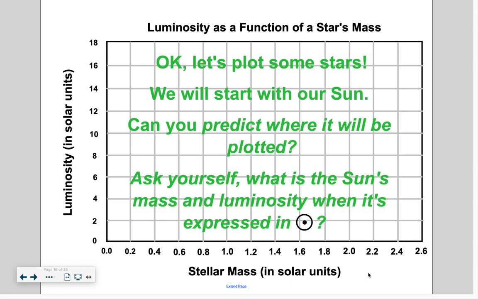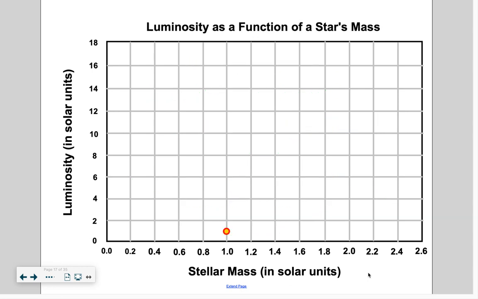I'm going to give you a 5, 4, 3, 2, 1. Ta-da! Hopefully some of you knew it was there. Look, let's think about that data point for a minute. What is the x value? What is the value along the x-axis there? 1. It's right on that 1 line.